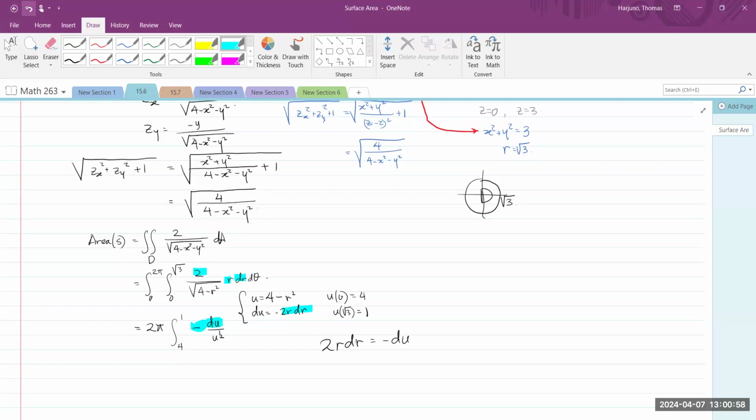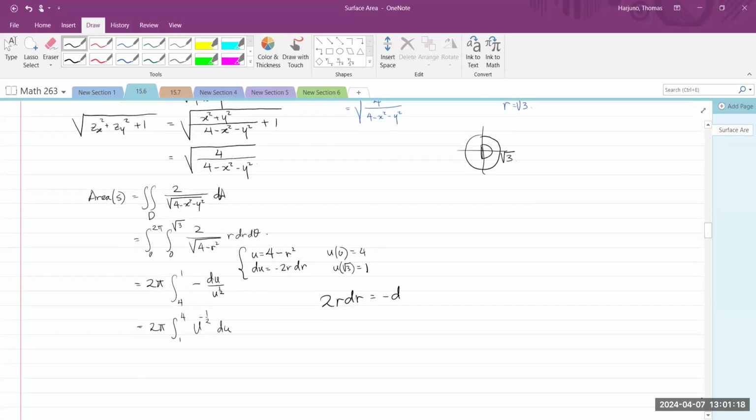Anyway, then when I integrate that, I get that 2 pi. You know what? Let's do this first. Integral from 1 to 4, to absorb the negative, of u to the power of negative 1/2 du. Okay, and that will give us what? 2 times u to the power of 1/2, right? From 1 to 4.